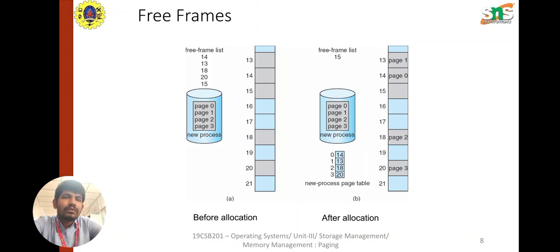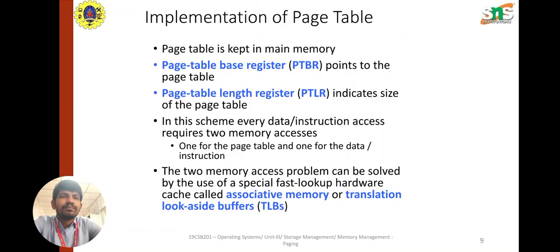These are the free frames. A new process contains pages 0, 1, 2, 3. This is the free frame list. When a new process arrives, its pages need to be placed in physical memory, so we have to arrange the page frames in main memory. This is the before allocation diagram, and this is the after allocation diagram. Before allocation, the new process's pages do not occur in physical memory, but after allocation we insert the pages into the free frames.